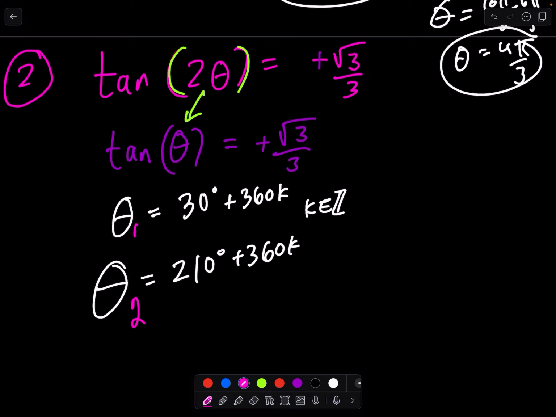Instead of theta, we want our answers to be a 2 theta. So if we were to replace our theta, we have to slingshot it back. What if it was really a 2 theta? And we want to solve for theta.